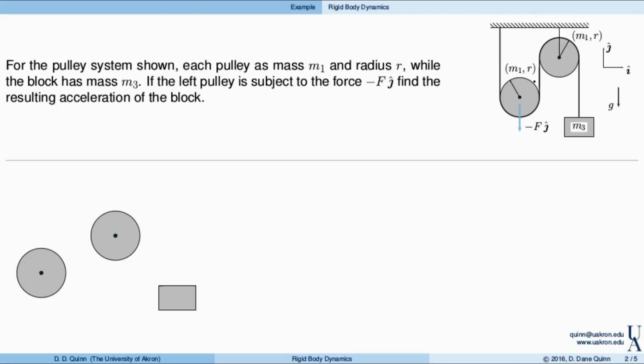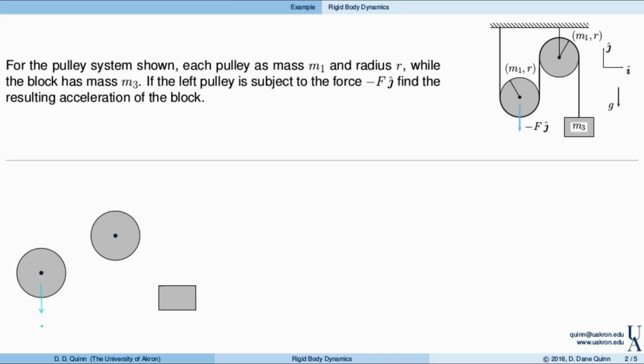So the two pulleys are identical, while the block has mass M3 and hangs down and is subject to the influence of gravity. The left pulley is also subject to a force minus F in the J direction. So we have a force on the left pulley that's pulling down, and I'd like to find the resulting acceleration of the block. So we will start off and identify the forces that act on these pulleys, these objects.